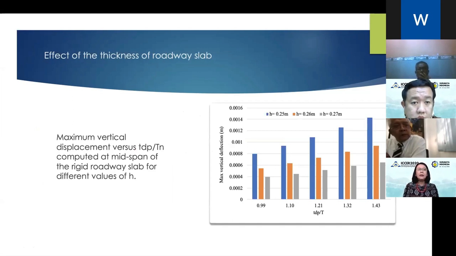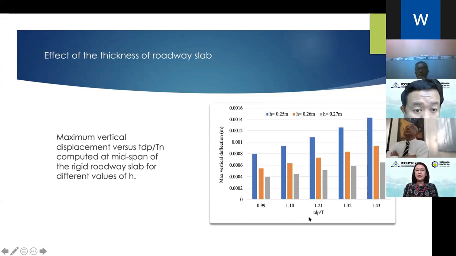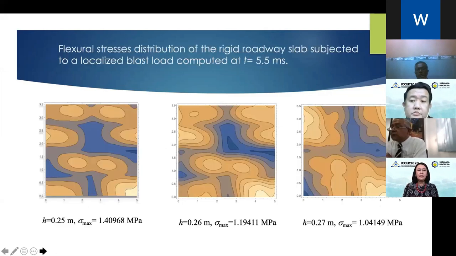Next one is the effect of the thickness of a roadway slab. By increasing the thickness of the slab from 25 centimeter to 26 centimeter and then to 27 centimeter, you can see that the maximum vertical deflection will reduce. But by increasing the ratio of TDP over the time period of the system, the maximum vertical deflection will increase. Okay, the same behavior for the flexural stress distribution. By increasing the thickness of the plate from 25 centimeter to 26 centimeter and then to 27 centimeter, you can see the maximum stress will be reduced.